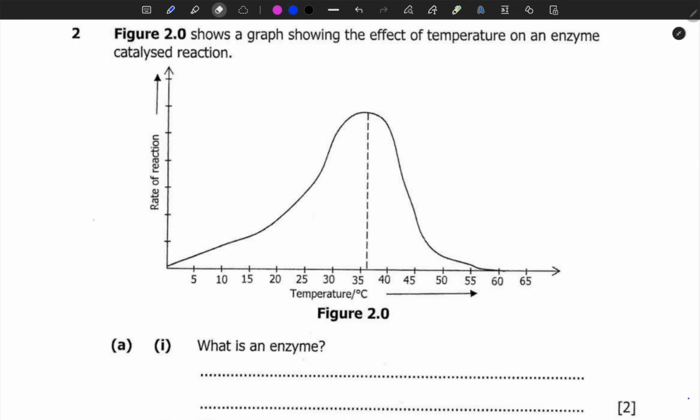Okay, so let's move on to the question. This is question number 3. So question number 3 is coming from the topic of enzymes, associated with characteristics of enzymes. So we have figure 2.0 showing a graph of the effect of temperature on an enzyme catalyzed reaction. So here we are looking at what happens when the temperature increases or decreases with respect to enzyme activity. We have on the y-axis rate of reaction, and on the x-axis temperature in degrees Celsius.